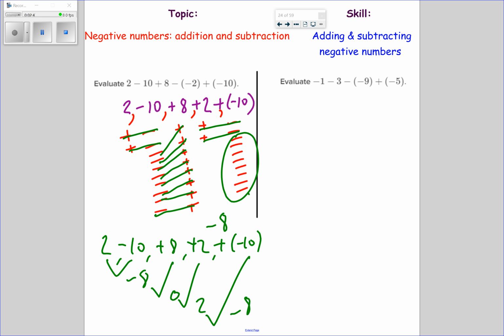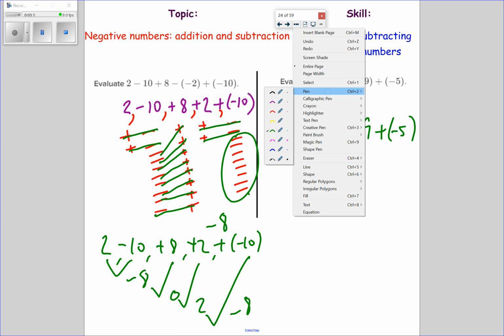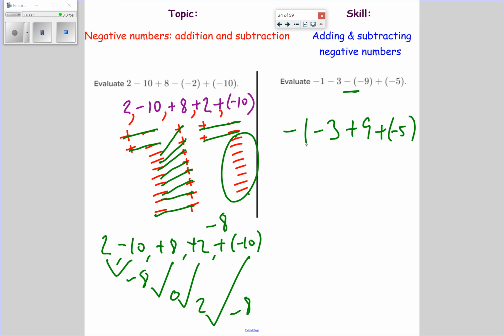All right, so let's look at the second problem. Negative 1 minus 3 minus negative 9 plus negative 5. So right away, I am bothered by that double negative, negative 9. So I'm going to rewrite this as negative 1 minus 3, minus negative 9 becomes plus 9, plus negative 5. Okay, now that I did that, let's change our color up. All right, we have negative 1 and negative 3 and positive 9 and negative 5.